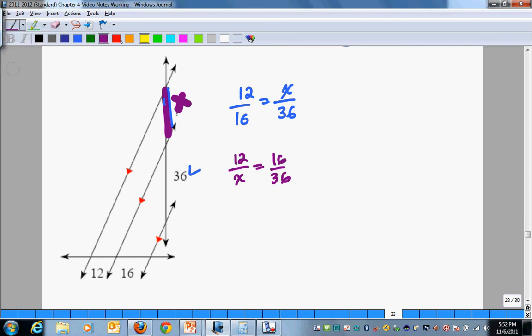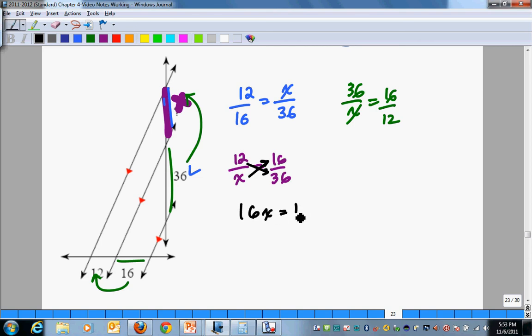We could also go this way. 36 over x equals 16 over 12. All three of these would work. Whatever proportion you start with, you must match it in a mirrored image. So we take any one of these and we cross multiply. We get 16x equals 12 times 36.